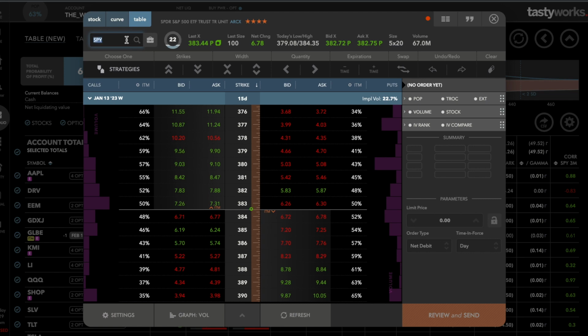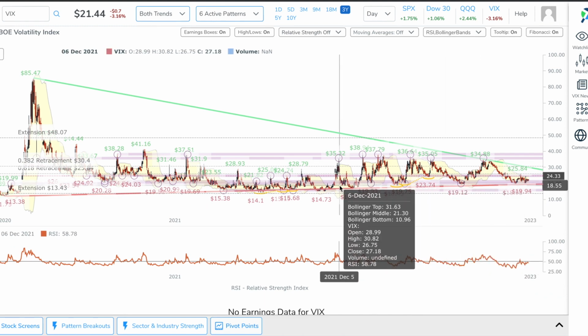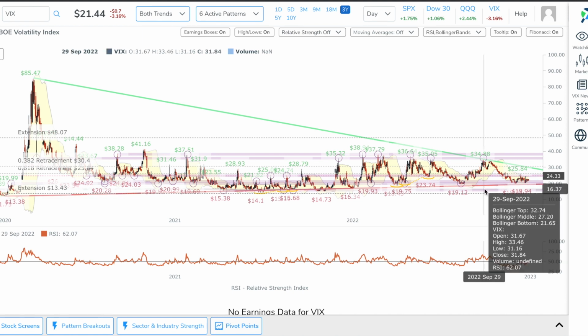And if we look at the VIX currently, I'm using my artificial intelligence charting software, Pattern Finder. This is the VIX chart. Right now we are right at the local support line of basically 20. If we were to break that line lower, maybe that'll happen. But I think we are due for a little bit of volatility.